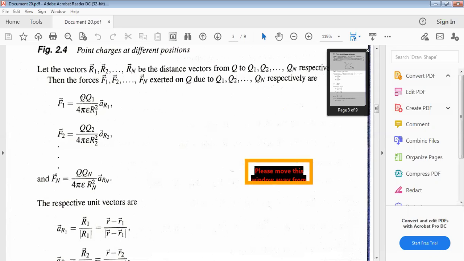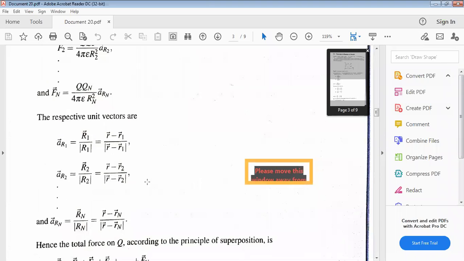That's why F1 is the force of Q1 on q. F1 equal to Q Q1 by 4 pi epsilon r1 square, F2 equal to Q Q2 by 4 pi epsilon r2 square, and Fn equal to Q Qn by 4 pi epsilon rn square. The respective unit vectors are ar1 equal to r1 by mod r1.